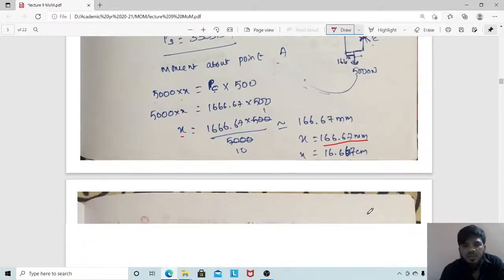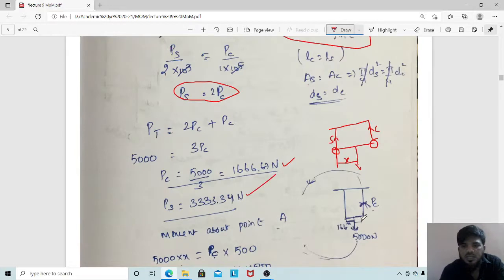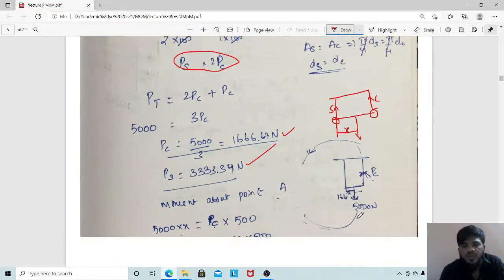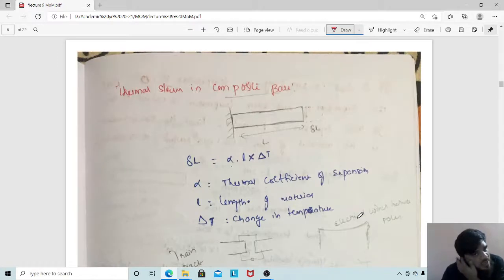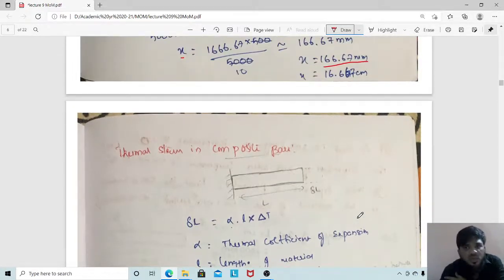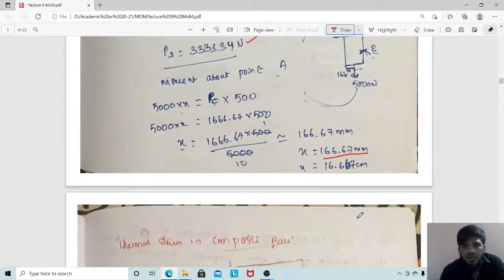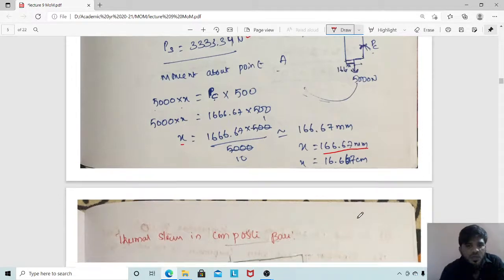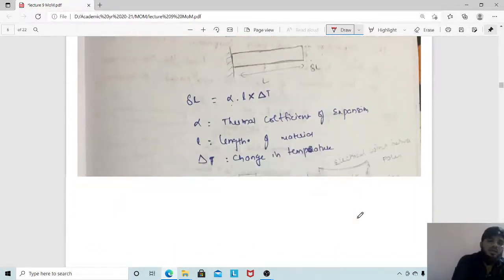Similarly, what is the distance from the other end? What is the total distance? 500. So from 500, if you subtract this x value, which is nothing but your 166.67, you can find the position of the other rod. Okay, clear? Done.